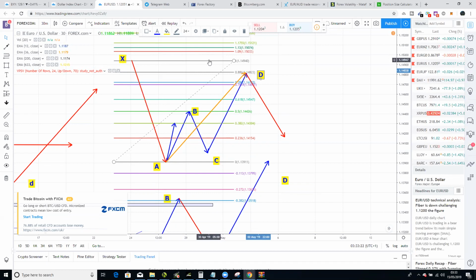What's the point in trying to go and test that resistance when obviously I've done 88% of the move anyway? Then it's a good time to actually sell off. All right. So, and that's that for the bar pattern.